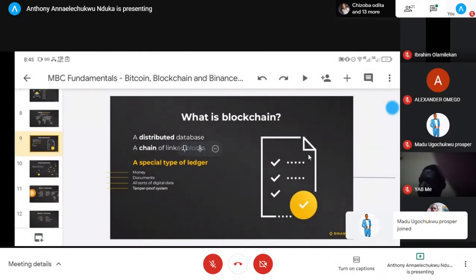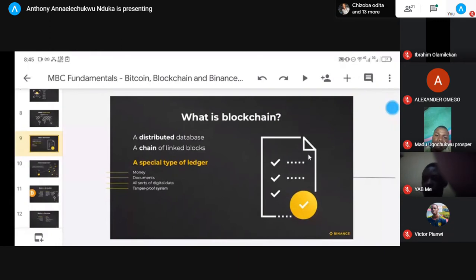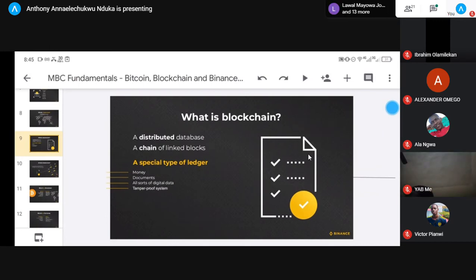All right, now, what is blockchain? A special type of ledger. A ledger is actually a book of records. These records are financial transactions that are being made on a daily basis. So this blockchain can be used to store and send money. It can also be used to store documents and all sorts of digital data.